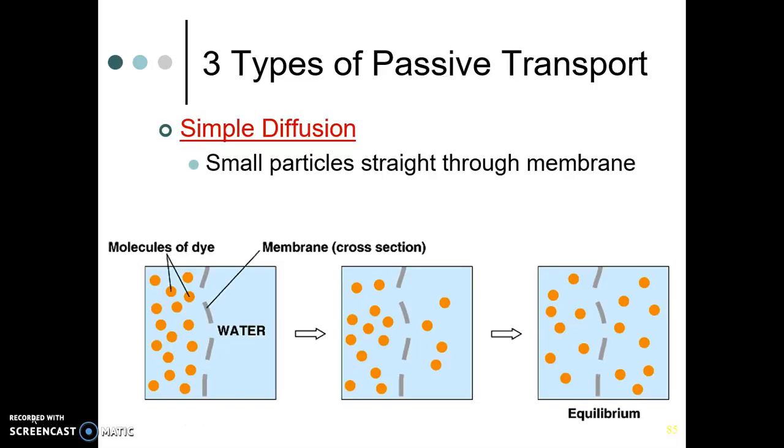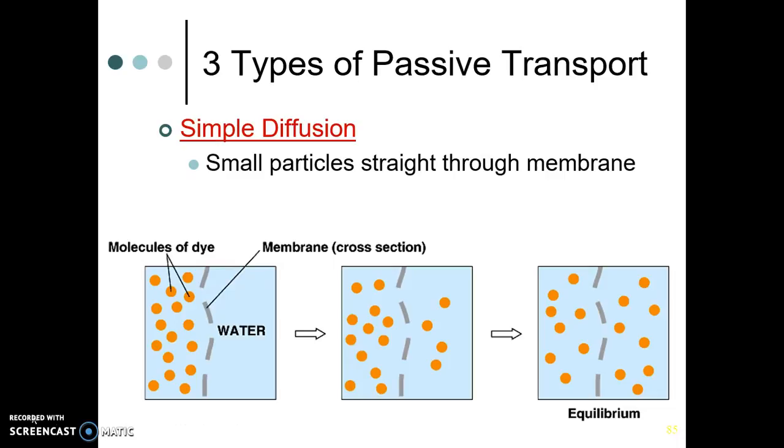So who can do simple diffusion? Simple diffusion is going to be really, really tiny particles. Good examples are gases like oxygen and carbon dioxide. With simple diffusion, these molecules are going to go right through the plasma membrane. They're going to go right through that phospholipid bilayer. Okay, very simple, doesn't require any help, doesn't require any energy, just goes.